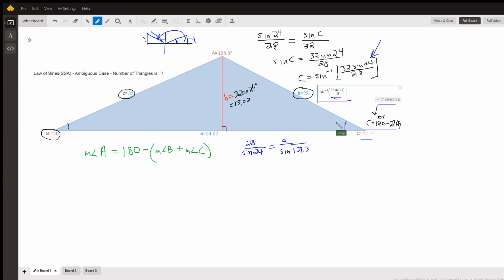How do you find the other two pieces? Well, once you know two angles, you can find the third angle. That's where we got this 128.3 degrees. And then once you know that angle, you can use the law of sines again to solve for side A by saying 28 is to the sine of 24, as this side that we don't know yet is to the sine of 128.3. So A equals 28 sine of 128.3 over the sine of 24.